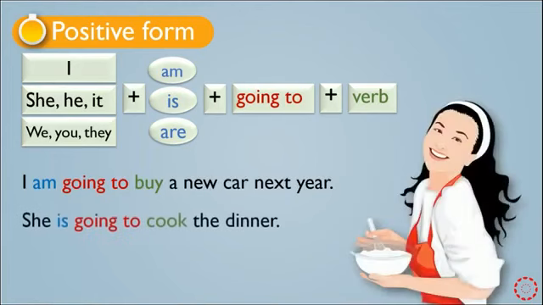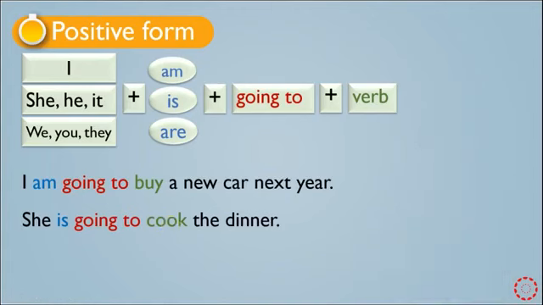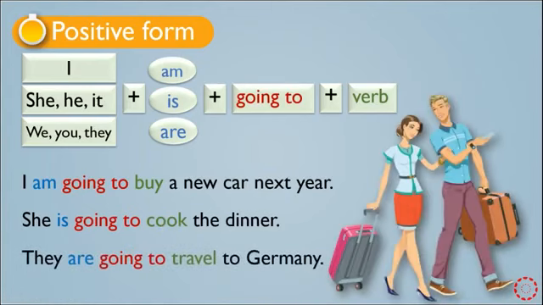Another example, she is going to cook the dinner. Going to cook. Cook is the base form of the verb. Another example, they are going to travel to Germany. After going to, we use the base form of the verb, which is travel to Germany.